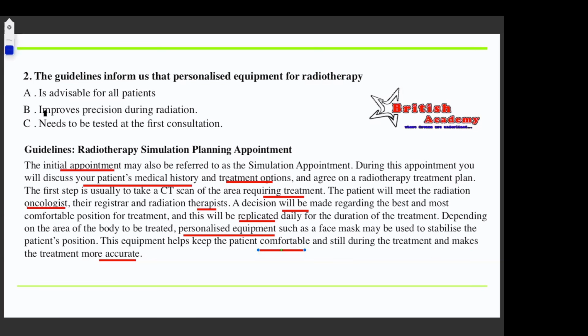Now there are three options given. The first option says is advisable for all patients. The second option says improves precision during radiation. The third option says needs to be tested at the first consultation.